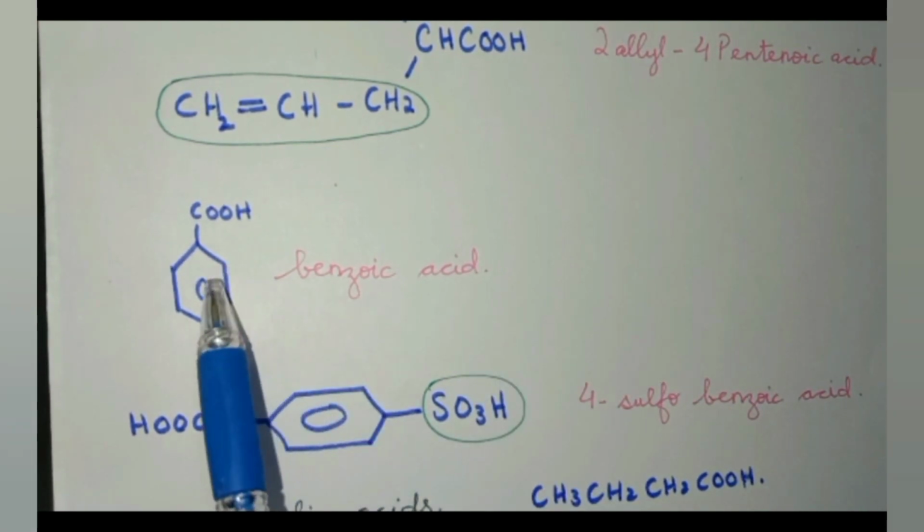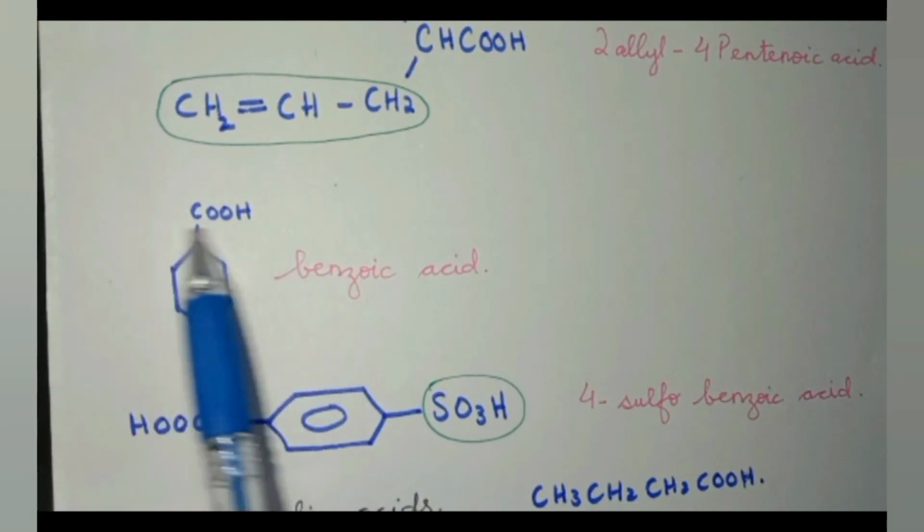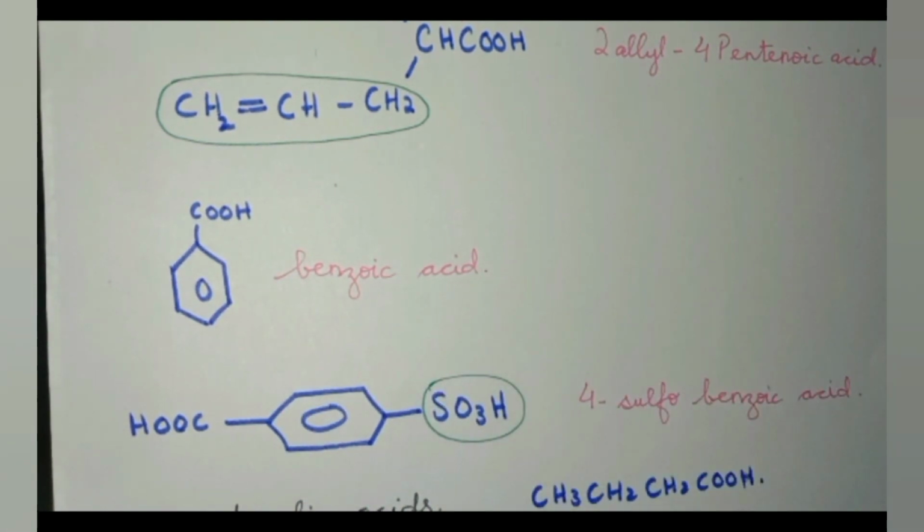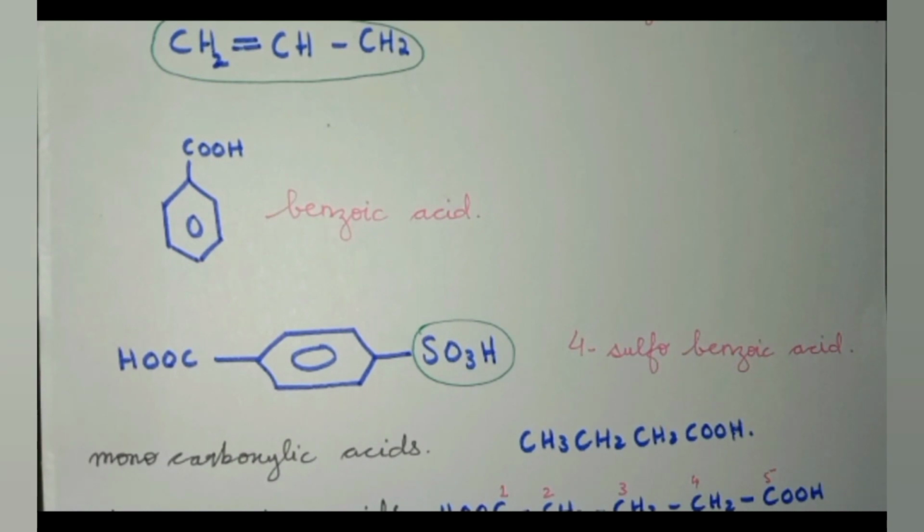Next, coming to a different thing, that is benzoic acid. Whenever one hydrogen of benzene is replaced by a carboxylic group, we name it as benzoic acid. There might be any substituent attached to the benzene, and whenever there is a substituent attached, we'll do the same thing.